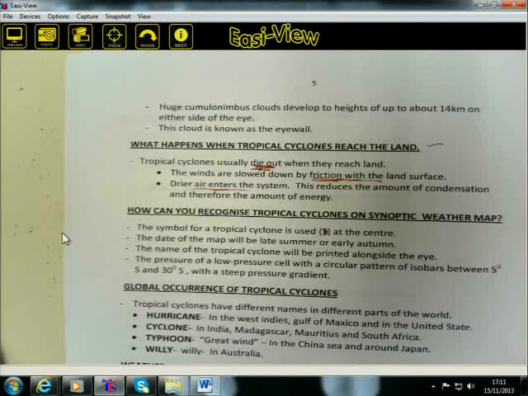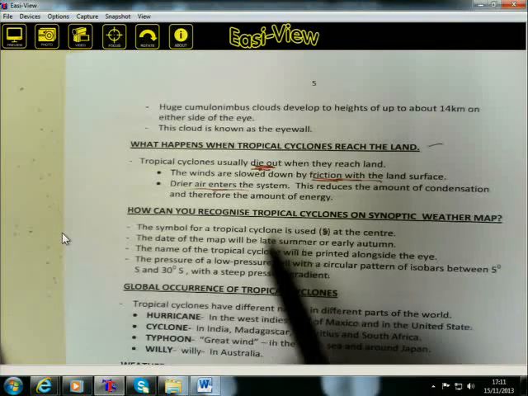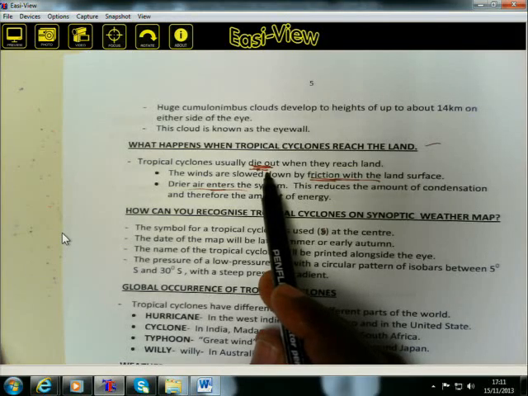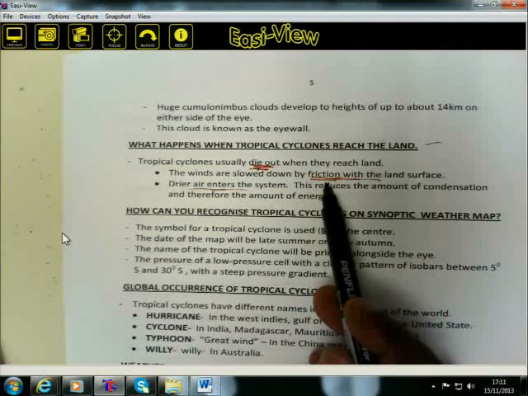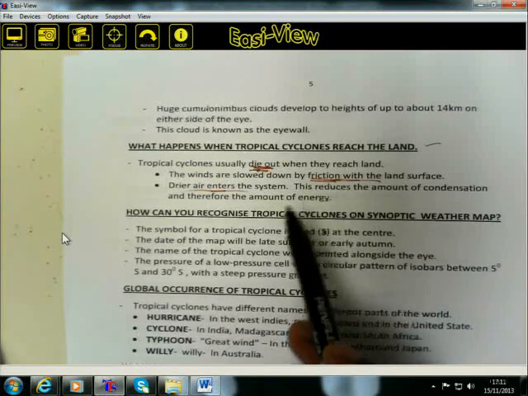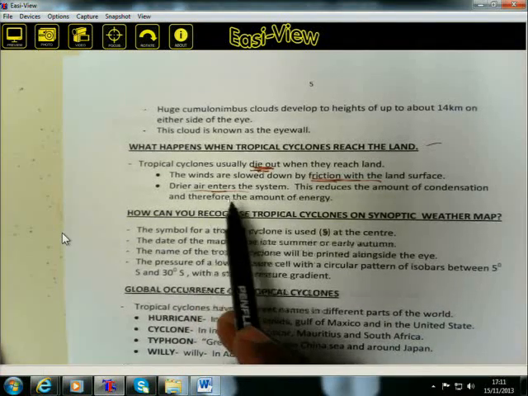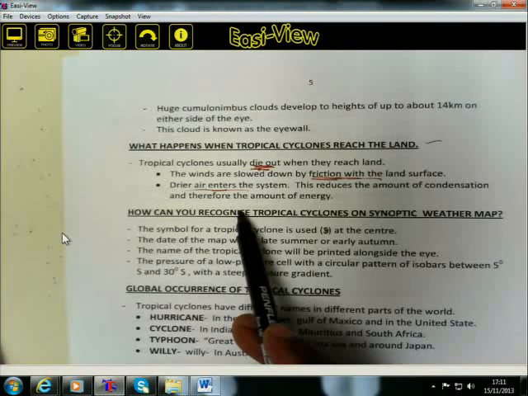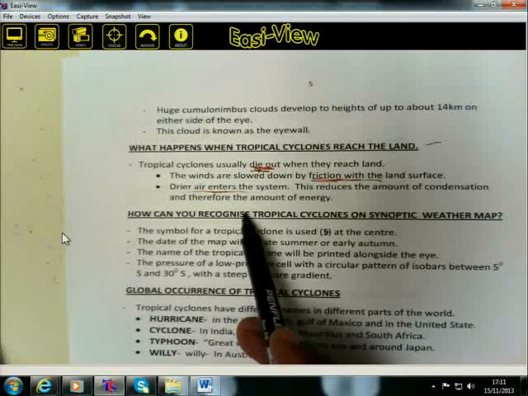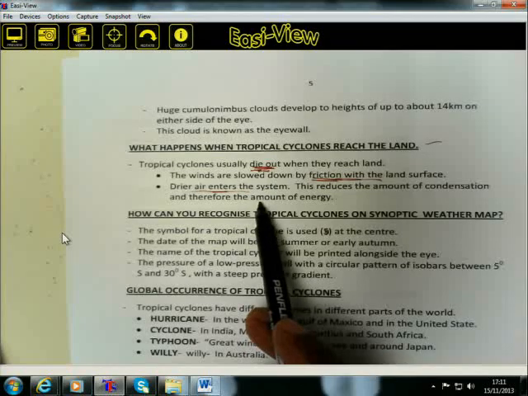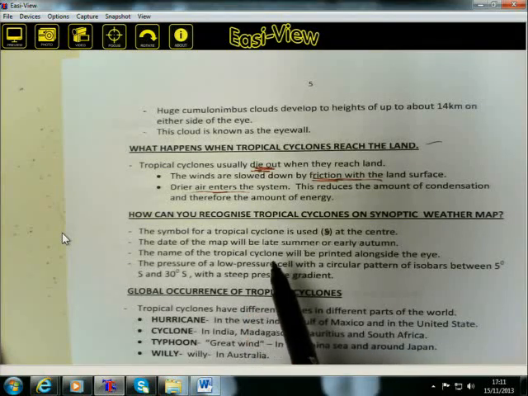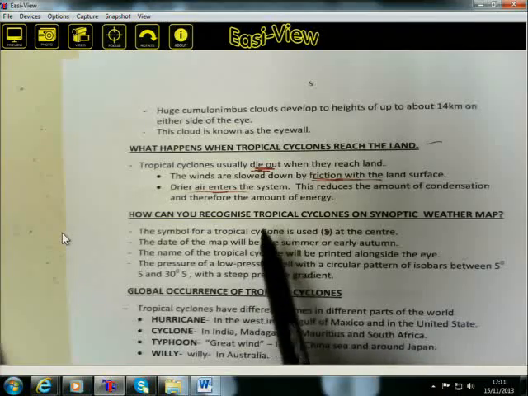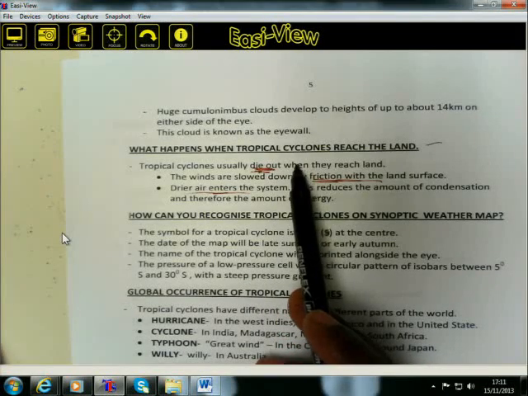Please, learners, remember that what will happen to a tropical cyclone when they reach the land, they will die out. Why will they die? Remember about the friction, which is more over the land, and remember about the dry air that will enter into the system, causing low condensation and causing low energy, ultimately causing the tropical cyclone to die. We are answering the question, what happens when a tropical cyclone reaches the land?